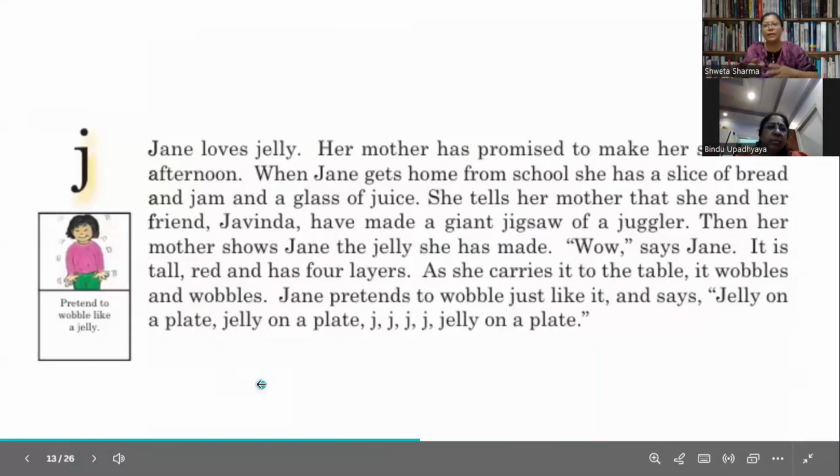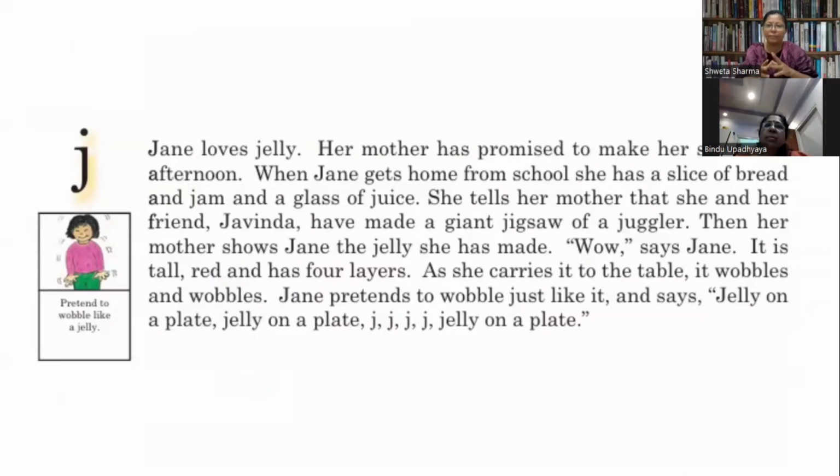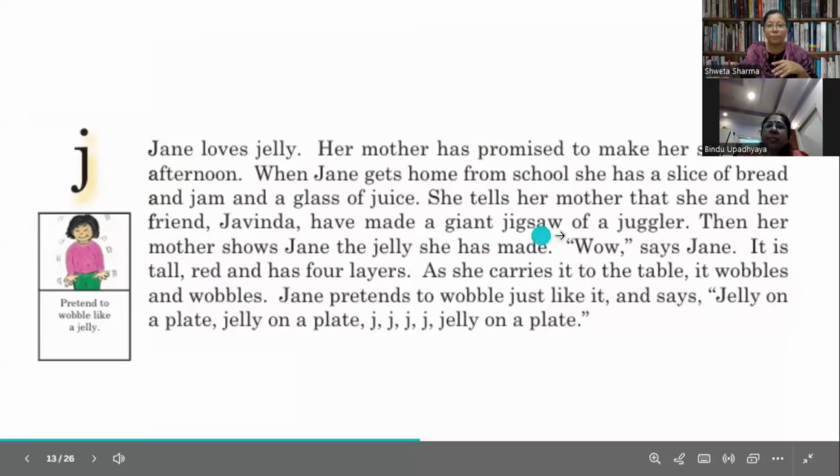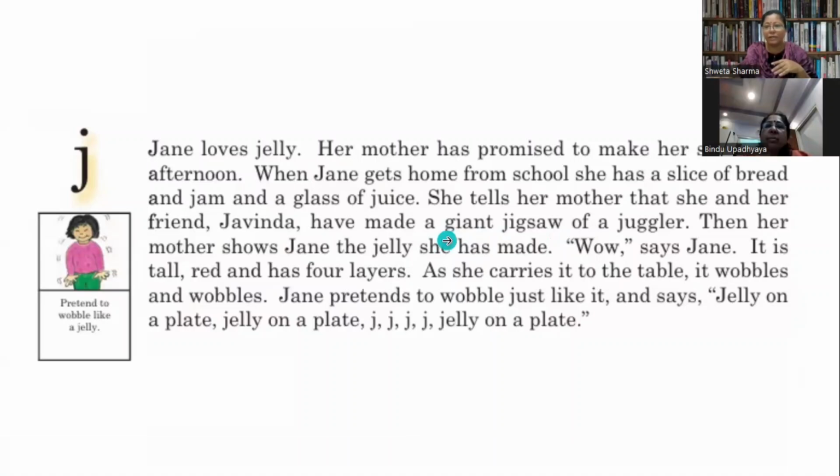The story says that Jane loves jelly and her mother has promised, I will make jelly for you. So when she comes home from school, she gives her a slice of bread, jam, and a glass of juice. And then she tells Mummy, Mama, today I played with my friend Javinda and we made a giant jigsaw of a juggler. Now, these two words are very important because here is G for j and J for j. Both have been placed side by side so that when you narrate the story to a learner, you are able to make them identify how both of them have the same sound of a juggler.